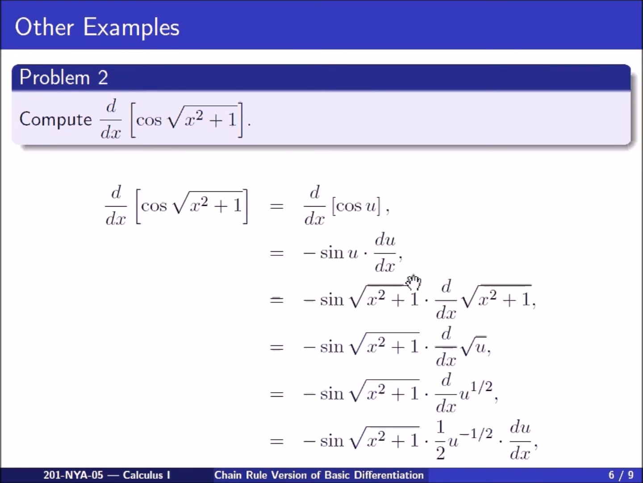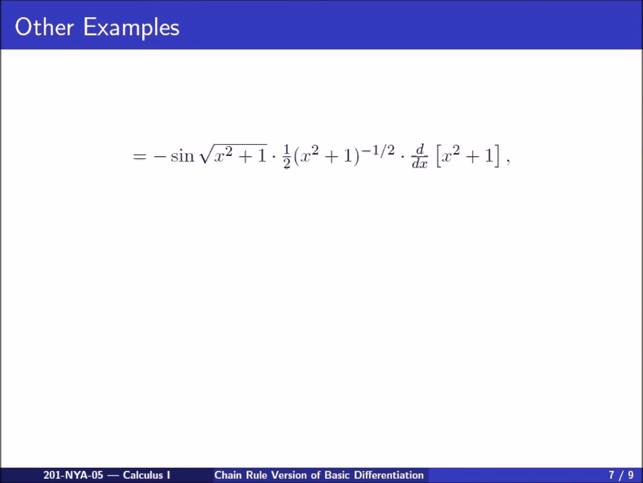So once again, all I need to do now is replace u by what it was. It was x squared plus 1, and here I'm still left with one little derivative to do, which is my du/dx, and now it's the derivative of x squared plus 1. If I differentiate this I get 2x, and I'm done differentiating now.